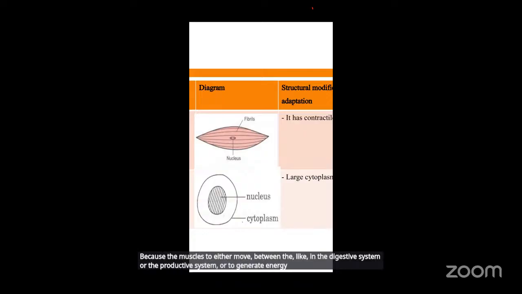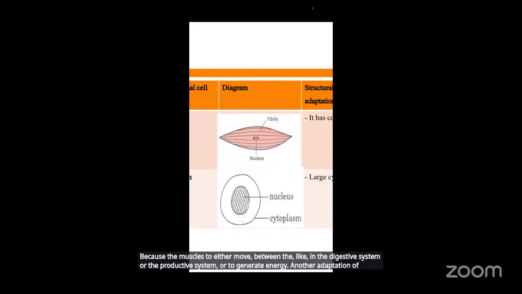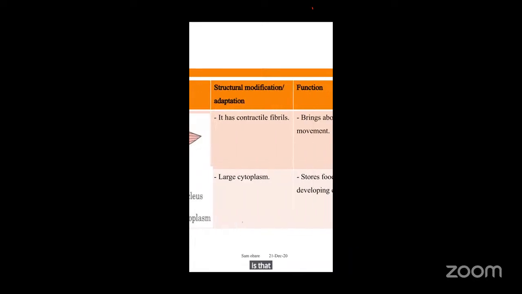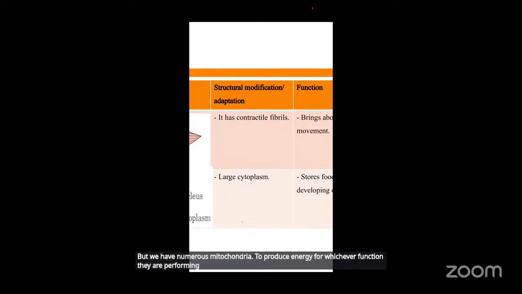Another adaptation of a muscle cell is that it has numerous mitochondria. It might not be written here, but they have numerous mitochondria to produce energy for whichever function they are performing. If, for example, it is the muscles in the digestive system, they must have a lot of mitochondria to produce energy for the continuous contraction and relaxation of the muscle cells.